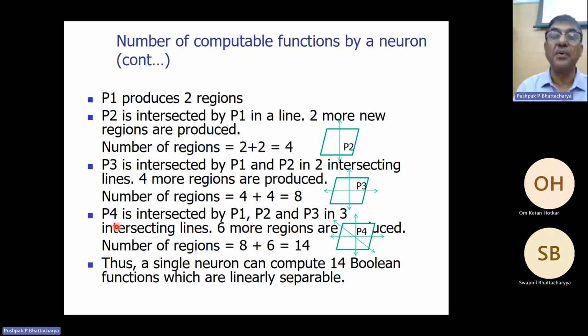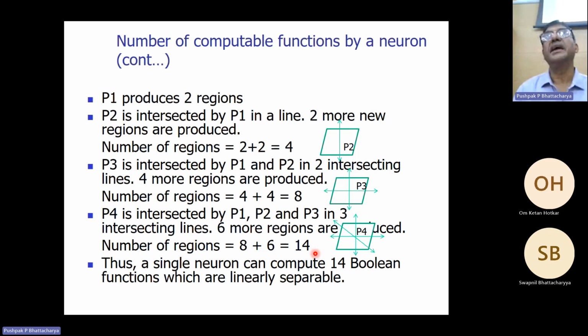Last plane comes in. This is P4. P4 is intersected by P1 to produce one line, by P2 to produce another line, and by P3 another line. So 3 intersecting lines. How many regions can 3 intersecting lines produce at most? 6. So we have 8 plus 6, which is 14. Whatever you do, a perceptron with 2 inputs cannot compute more than 14 Boolean functions.